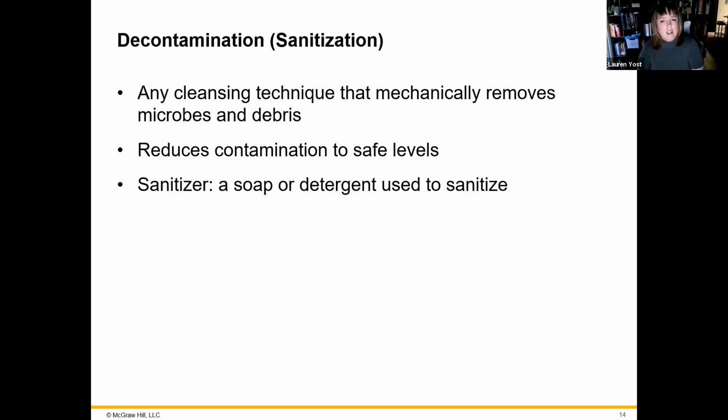Decontamination is any cleansing technique that mechanically removes microbes and debris. This would include something like scrubbing. The actual scrubbing action itself, that would be the decontamination aspect of it. So a sanitizer is a soap or detergent that would be used to sanitize. And so that's the decontamination, mechanical removal of something.